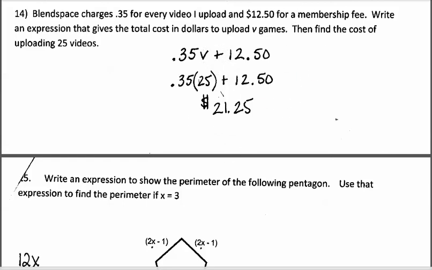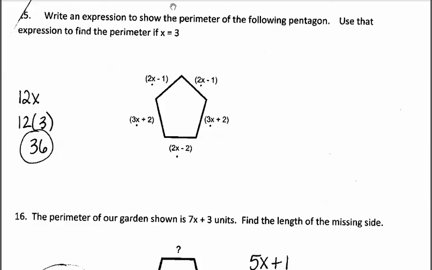Number 15. Write an expression to show the perimeter. Okay, so the first step is to write an expression. So 2x plus 2x is 4x plus 3x is 7x plus 2x is 9x plus 3x is 12x. Then we have a positive and a negative 2. Those cancel out. Then I have a positive 2 minus 1 is 1. Take 1 away is 0. So my answer is just 12x. So I get 1 point for doing that. Then I plug in 3 in for x. 12 times 3 is 36, and I'm done.